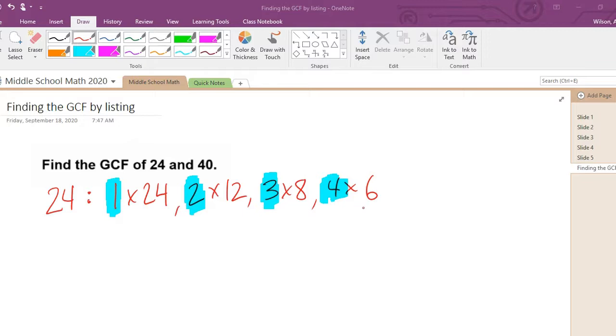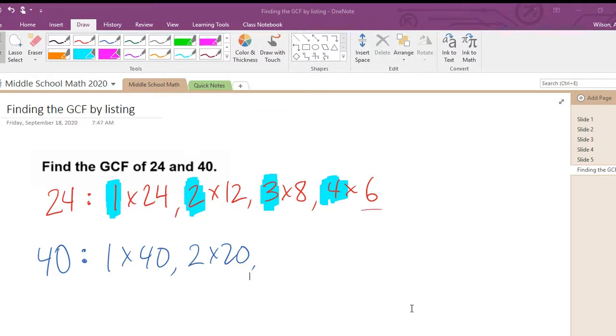Now I have to list out all the factors of 40. Again, I'm going to start with the easiest one, factor pairs, the listing method. Well, 1 times 40, 1 and 40 are factors of 40. And then 2, well, it's an even number, so I know 2 times 20 is 40. And then 3, if I don't know whether or not that works, you could use the calculator and try 40 divided by 3, but it will not kick out a whole number, so 3 is not a factor of 40.